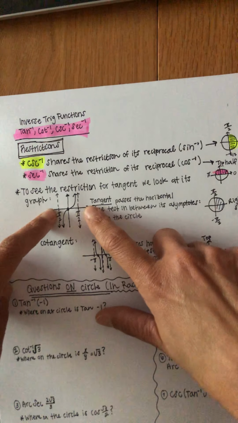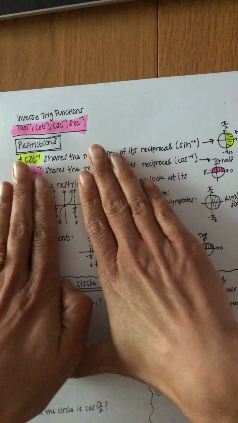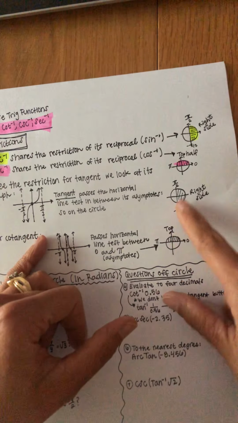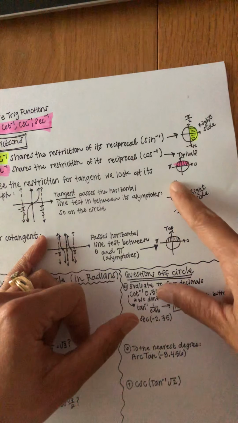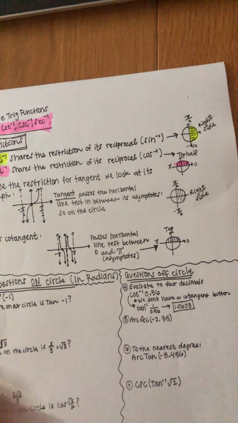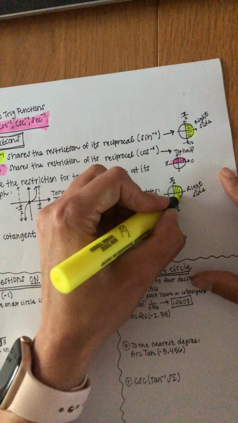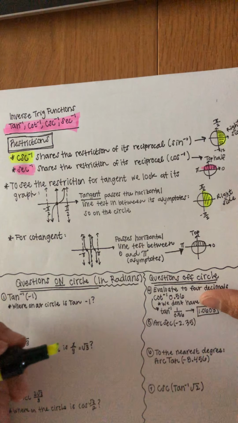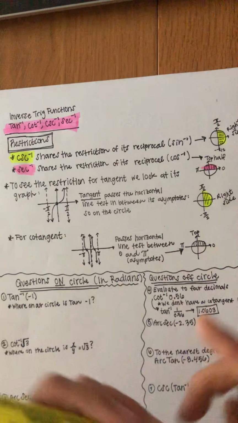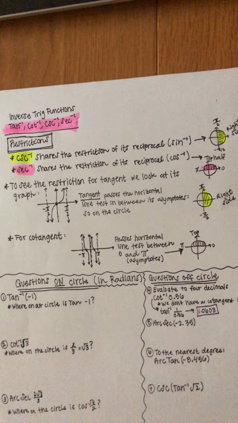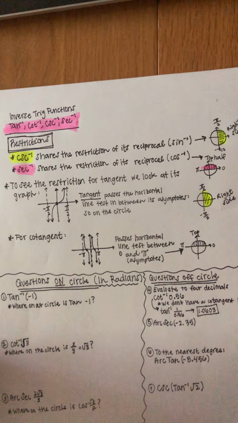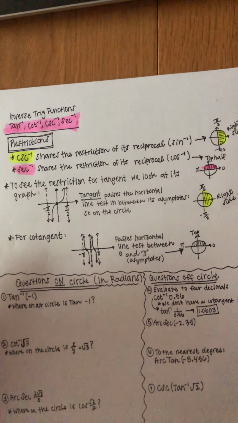This is one cycle. If we restrict it to just that one cycle instead of including them all, we can make it one-to-one. It'll pass both vertical and horizontal line tests. So from negative pi over 2 to positive pi over 2, that's where it is restricted, which is the right side of the graph, just like sine and cosecant. So tangent, sine, and cosecant are all going to be on that right-hand side, or the inverses anyway.